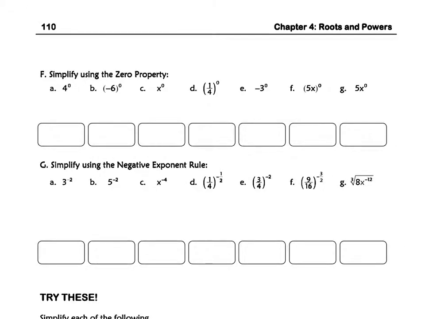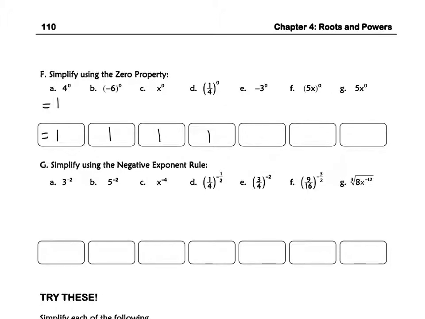The next property is pretty easy, because anything raised to the power of 0 is 1. So this would be 1. Let me just fill that in down here. This would be 1. This would be 1. This would be 1.